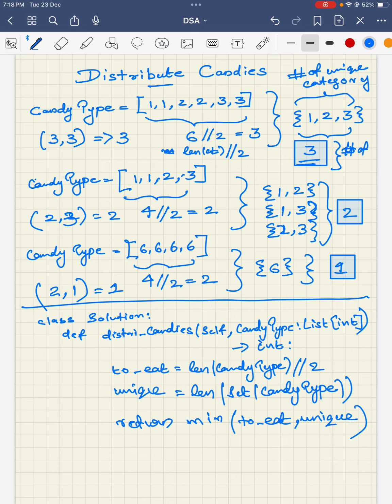So that's it. What is the time and space complexity here? As you can see, the set data structure would iterate over the list and store only unique data elements. So the time complexity is order of n and the space complexity is also order of n. I hope you understood this problem, and thank you for listening.